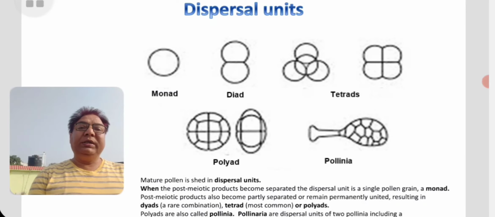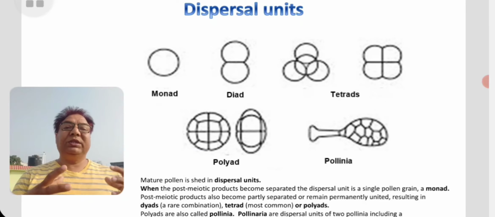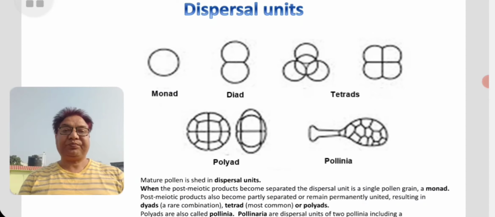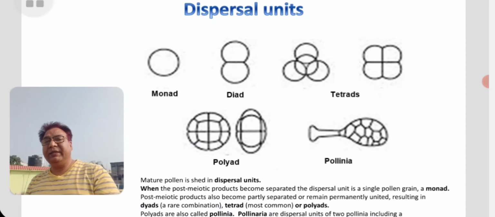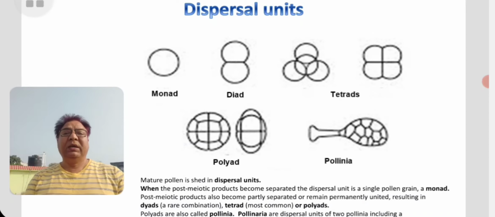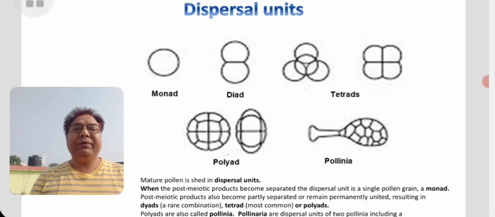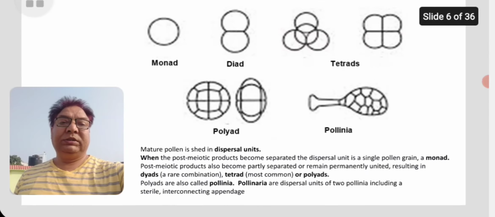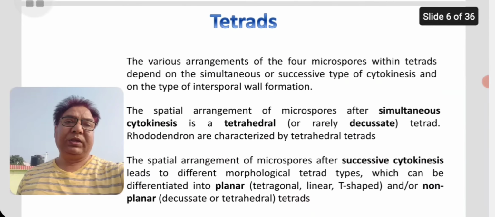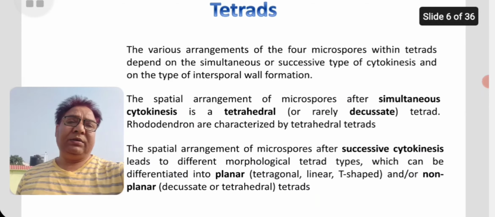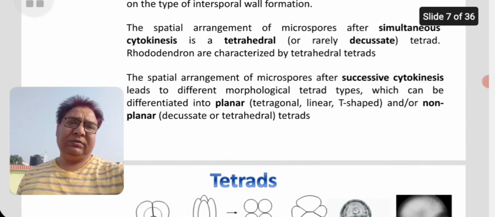Another case is pollinia, where many spores stick together in a mass, and they get dispersed together with the help of insects particularly. This is the case in two families, one in dicot and another in monocot, the Asclepiadaceae and Orchidaceae, where you get pollinia formation and dispersal in the form of pollinia.